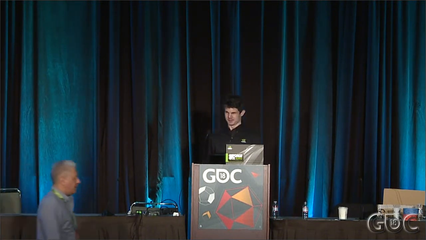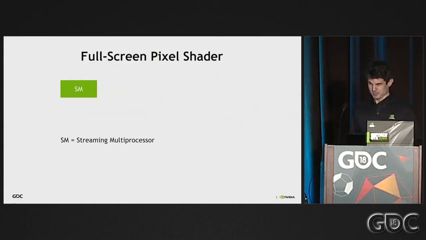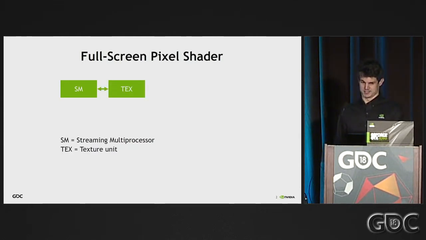So let's start with an imaginary full-screen pixel shader. And I just want to show you a high-level view of how it's mapping to the GPU hardware units on NVIDIA GPUs. The SM unit, the streaming multiprocessor, executes the instructions of the pixel shader. And if this pixel shader is doing a texture fetch, the texture fetch request is sent over to another unit, which is called the TEX unit.